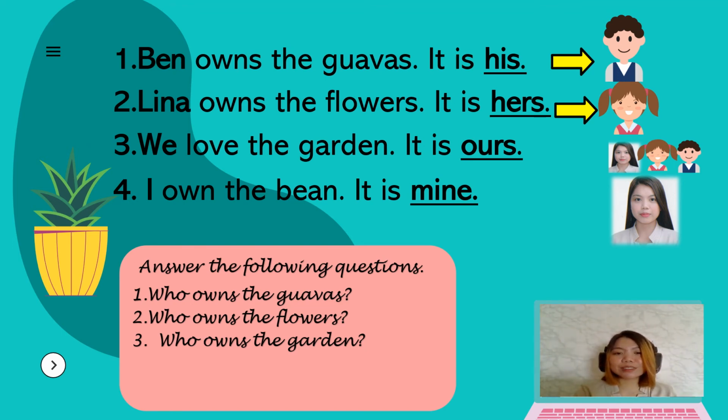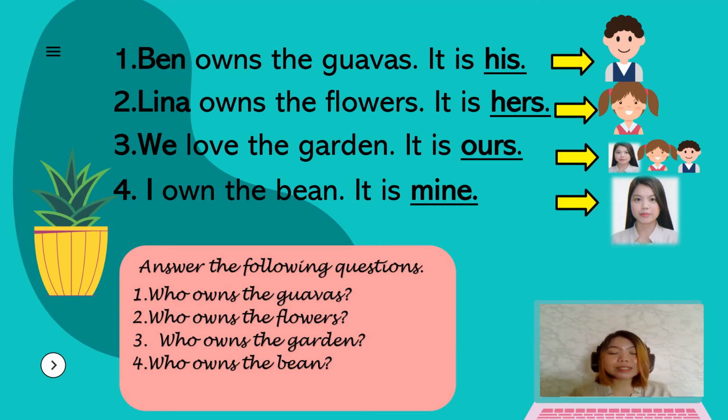Now, let's have sentence number 4. I own the bean. It is mine. So who owns the bean? Very good. I own the bean. So I am going to use the possessive pronoun or its independent form, which is mine. So we use the possessive pronoun my if the speaker is the owner of a thing. Did you get it, children? Excellent.